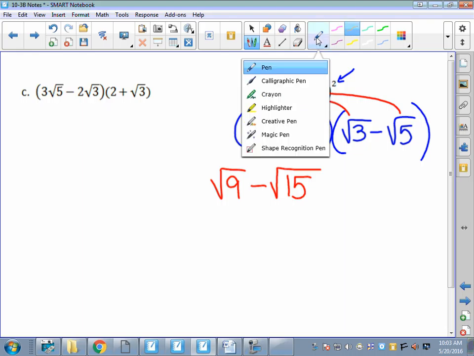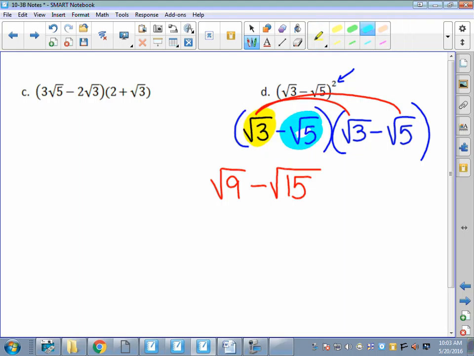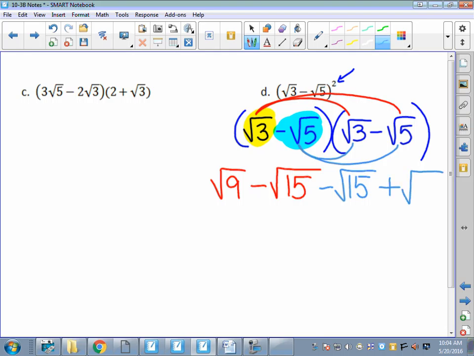Now I'm going to switch over here to this negative square root of 5. Make sure you remember the sign on there. So I'm going to do a negative square root of 5 times the square root of 3. So that would be a negative, no numbers. New radicand will be 5 times 3, or 15. And negative square root of 5 times negative square root of 5. Well, negative times negative gives me a positive. No numbers. My radicand will be 5 times 5, or 25.